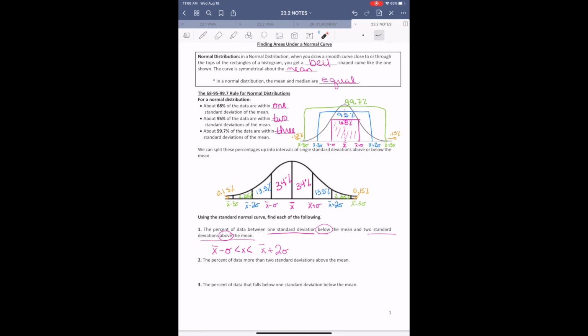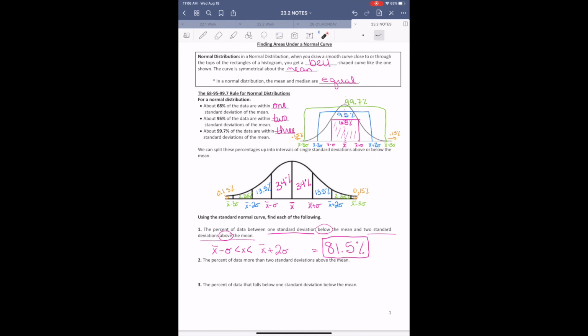And if you look at our bell curve, within 1 standard deviation below the mean and 2 standard deviations above the mean, we're looking at this section here. Okay, so we can add 34 plus 34 plus 13.5 gives us a total of 81.5%. That means 81.5% of the data falls within those values.